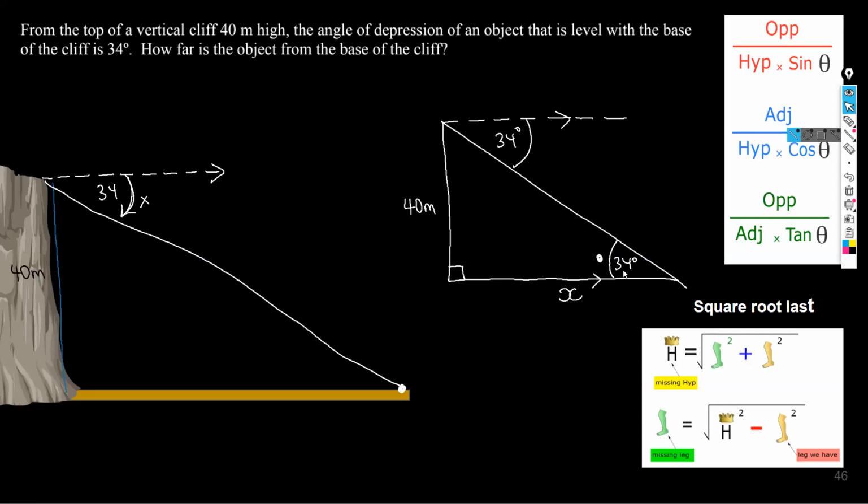Once we figure out this is 34 degrees using alternating angles, we don't need this anymore, because we got here to be 34 degrees. So you're not flipping anything. You're using the triangle as it is.